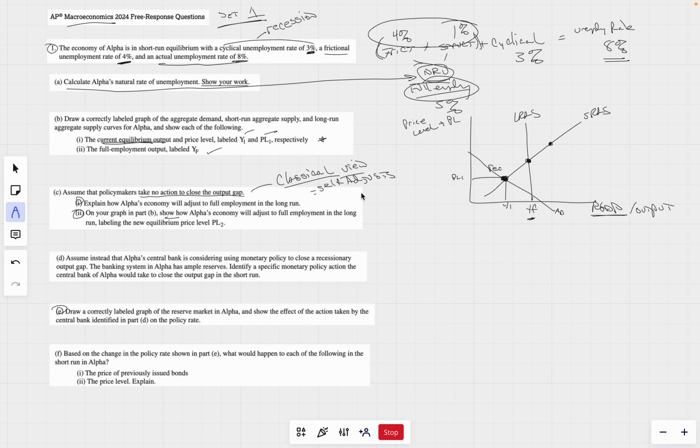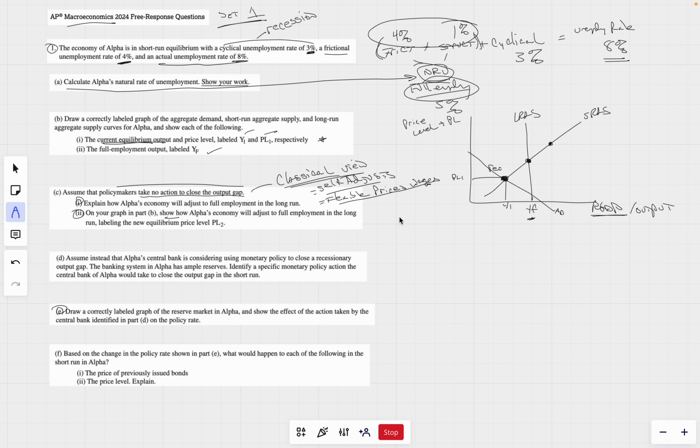If the economy self-adjusts, that is the classical view, we could say that there's flexible or immediately changing prices and wages. These are all words and phrases that let us know that we're talking about a classical view. All right. So we know what's going to happen here. Since it's classical, there's no monetary, there's no fiscal policy.